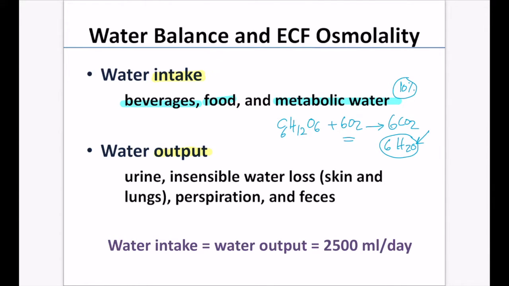On the other hand, my water output is going to be in the form of urine, insensible water loss through the skin and lungs, perspiration, and through feces. The presence of water with feces is really important because if a person doesn't allow enough water to pass with the feces, this will cause constipation and might end up causing fecal stones.